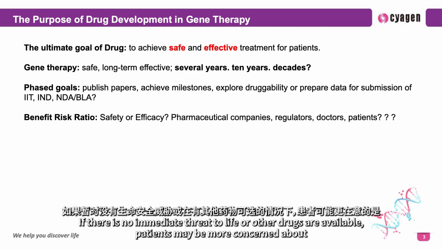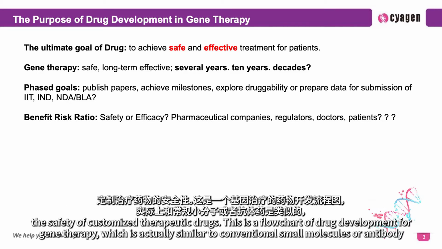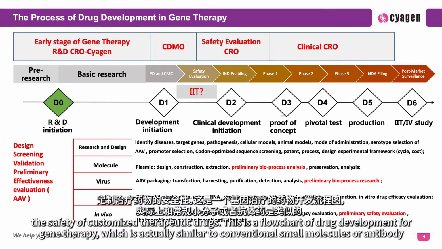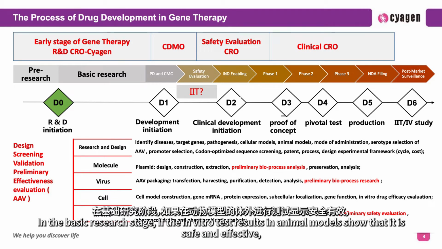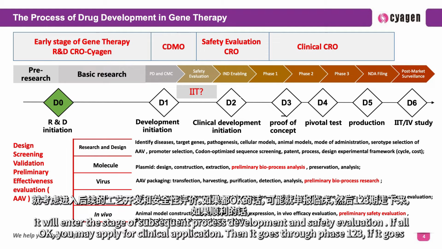If there is no immediate threat to life or other drugs are available, patients may be more concerned about the safety of customized therapeutic drugs. This is a flowchart of drug development for gene therapy, which is actually similar to conventional small molecules or antibody drugs. In the basic research stage, if the in vitro test results in animal models show that it is safe and effective, it will enter the stage of subsequent process development and safety evaluation.